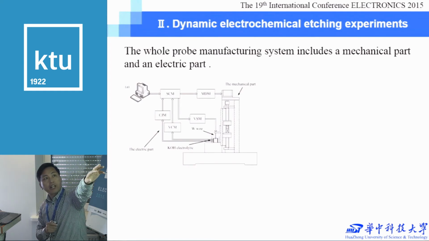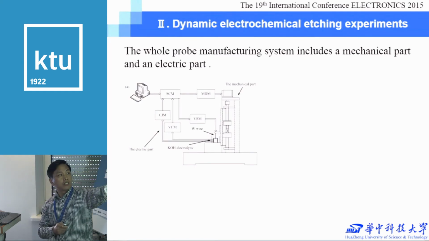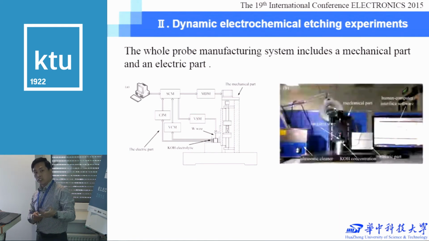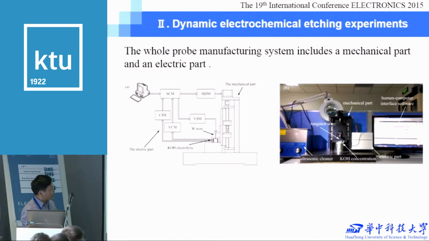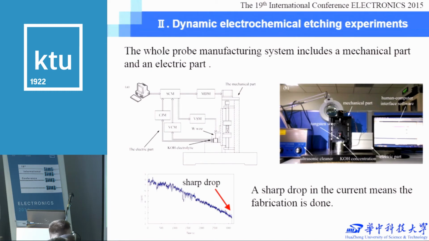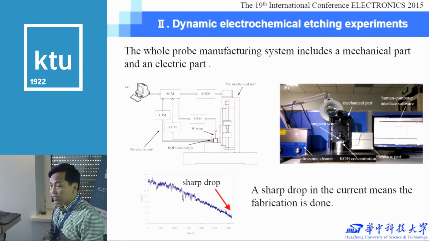One is the mechanical part, and another one is the electric part. This picture is our real experiment system. During the experiment, there was a sharp drop of the parameter I, and it means the fabrication is done.